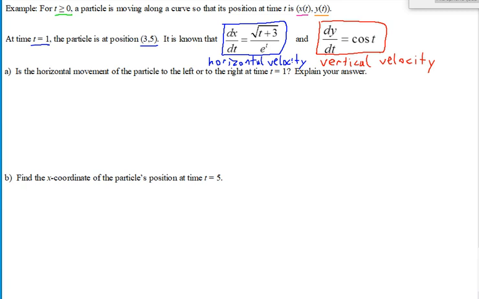And then it says, for part A, is the horizontal movement of the particle to the left or to the right at time 1. Explain your answer. All right, so horizontal movement, moving left to right, is going to be determined by dx dt. Whereas if it asks for vertical movement, up or down, then it would be determined by dy dt. So let's go ahead and enter both of these in our calculator first and see how we can put it in parametric mode.